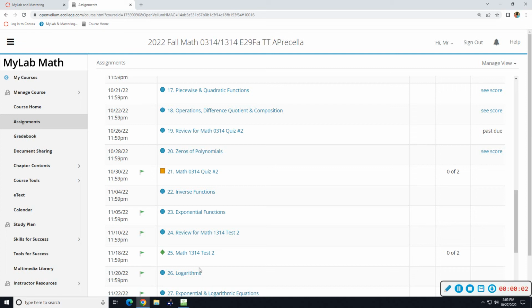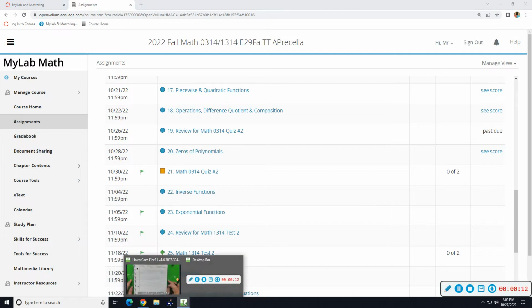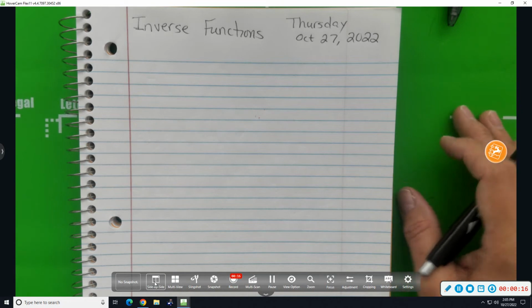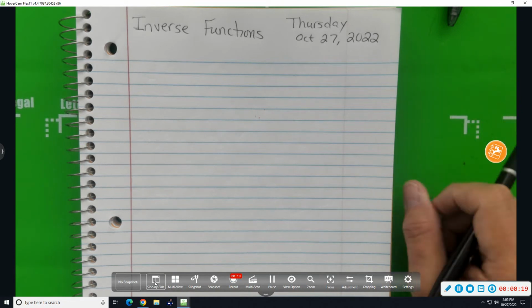Good afternoon, class. Today we're going to be discussing inverse functions, and I want to remind you about the definition of function. Remember that a function is just any set of ordered pairs where there's no repeated x value.